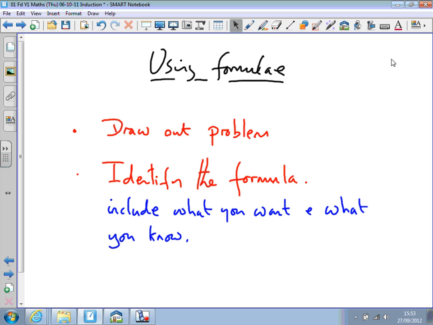Like we were looking at this morning, we had a formula to find the stress. So it's got to include the stress, the formula, force over area. So we know the force and we know the area. And sometimes, as we found this morning, we know the force, but we don't know the area. So we then need to find another formula that will allow us to find the area, knowing the diameter, for example. Okay? So identify the formula. You must include what you want and what you know.